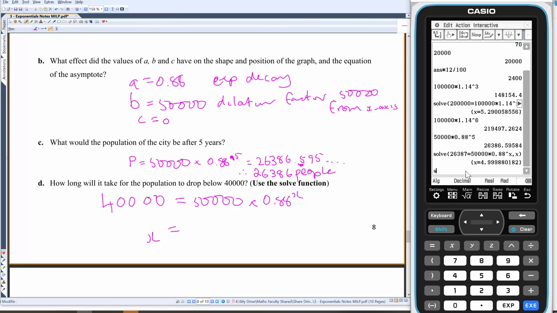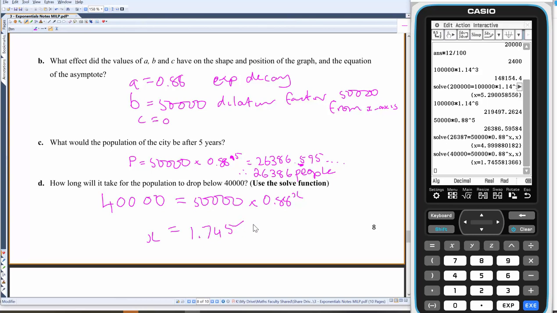So that's going to be a solve 40,000 equals 50,000 multiplied by 0.88 to the power of x for x. So x is 1.745... And I don't really know how to answer this one in terms of rounding.